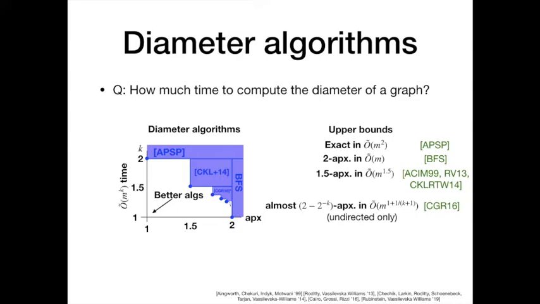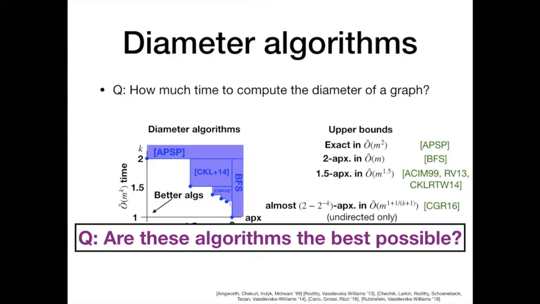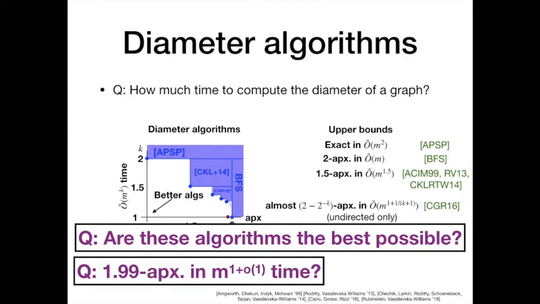More is known if you assume the graph is planar or something, but for unstructured graphs, these are the best known algorithms, and the natural question is, are these algorithms the best possible? One particular question you could ask is, can you get a better near linear time approximation? Can you get a better than 2 approximation in near linear time? As I mentioned on the previous slide, the punchline of our work is no, you cannot, assuming the hypothesis SETH.